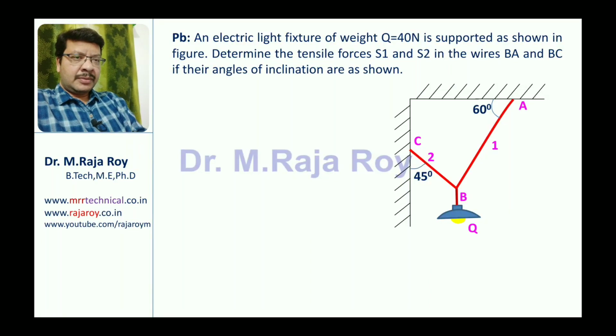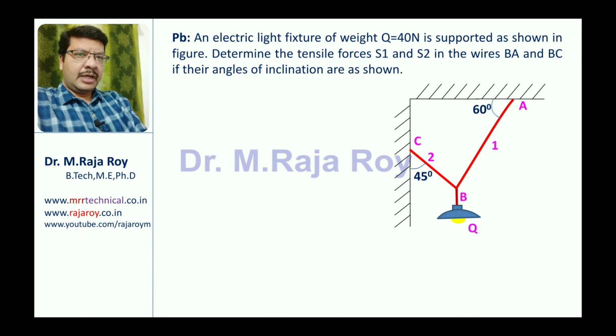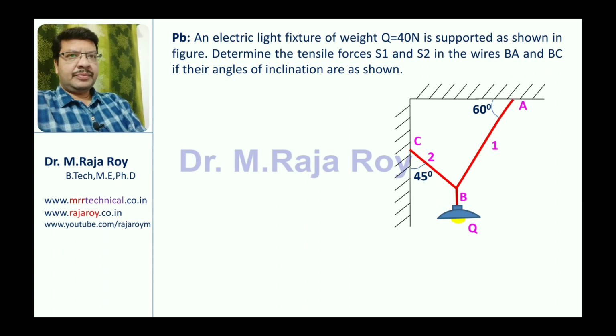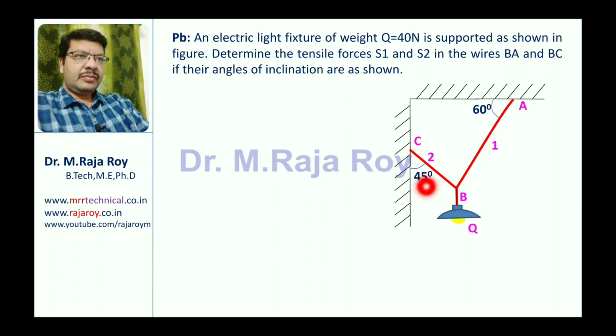Dear students and friends, in this video I am going to solve a typical problem in which an electrical light is suspended under equilibrium condition. So the problem is something like this. An electric light fixture of weight Q equal to 40 Newton is suspended as shown in the figure. Determine the tensile forces S1 and S2 in the wires BA and BC if their angles of inclinations are shown in the figure. So now we have to find these tensions.